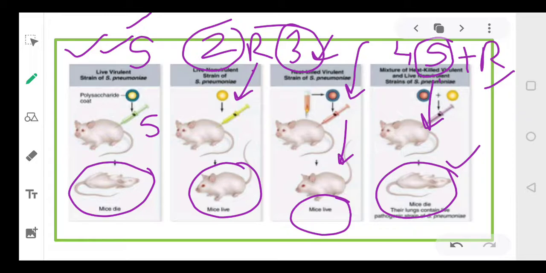ठीक है, if in the third case he has induced only the S strain, heat killed S strain into the mice, but the mice was living. Okay, and in fourth case he had mixed heat killed smooth bacteria with rough ones, but now this time the mice was dead. Okay, the mice was dead.